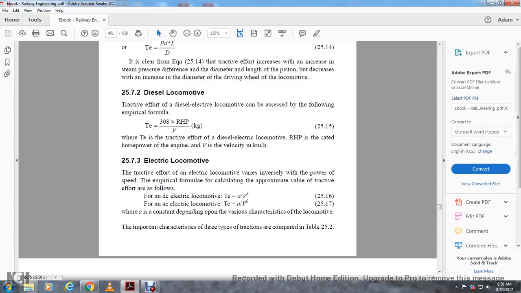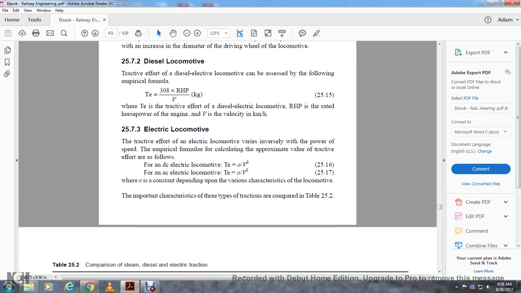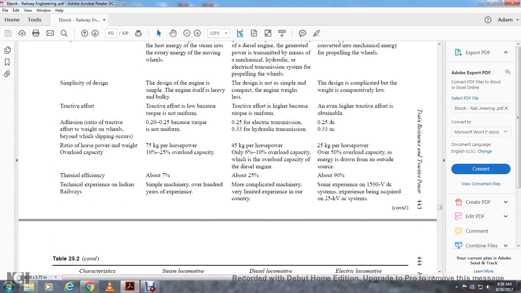25.7.3 Electric locomotive. The tractive effort of an electric locomotive varies inversely with the power over the speed. The empirical formula for calculating the approximate tractive effort is as follows. For a DC electric locomotive, the tractive effort is equal to A over the velocity cubed. For an AC electric locomotive, TE is equal to A over the velocity to the power of 5, where A is a constant depending upon the various characteristics of the locomotive. The important characteristics of the three types of traction are tabulated in table 25.2.